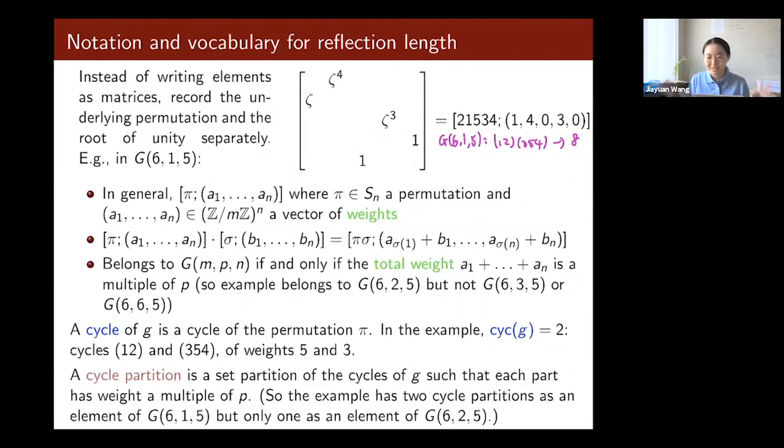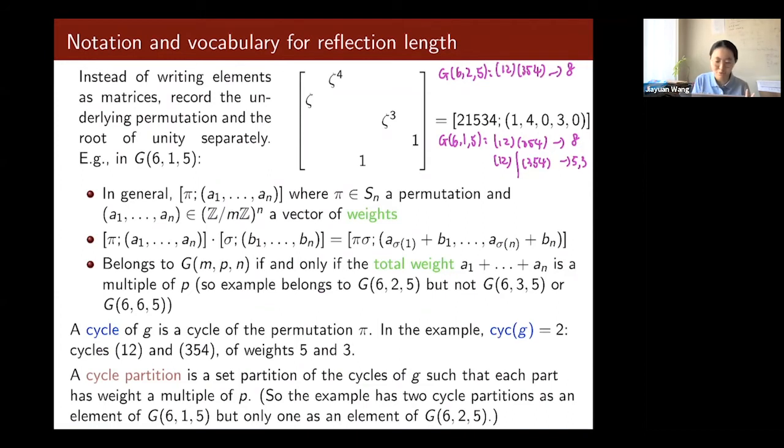But we can also put the 2 cycles in different parts. So that will be (1 2) and (3 5 4). And the weight of the first part is 5. The weight of the second part is 3. So this is also a cycle partition that is allowed. So here we see for an element, it may have multiple cycle partitions, but this element is also in G(6,2,5). And in this group, there is only one possible cycle partition. That is when we put the 2 cycles in the same part. So we have (1 2) and (3 5 4), and that part has weight 8. This is allowed because 8 is a multiple of 2.